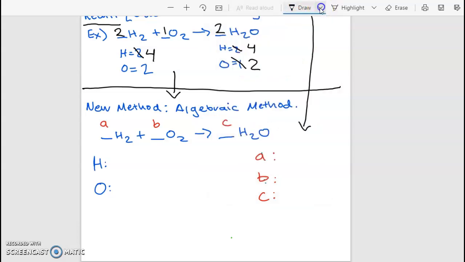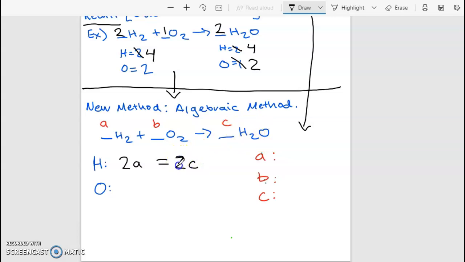Now let's take a look at how many times hydrogen occurs on both sides. If we take a look at the reactant side, hydrogen occurs 2 times in the A section, right? Take a look at the product side. We can see that in the C section, there are 2 hydrogens, so 2C.